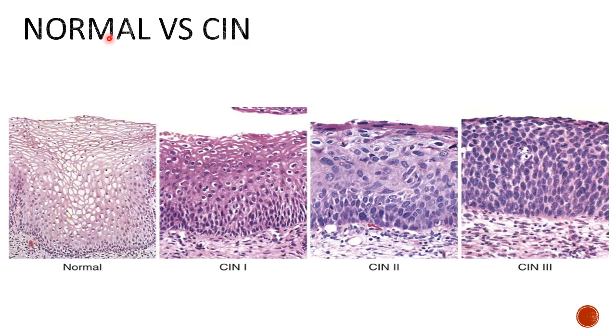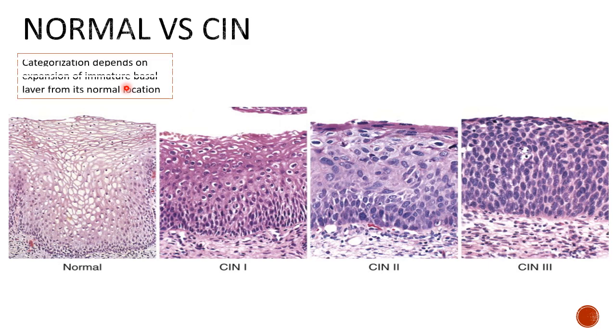In terms of morphology of CIN, so CIN 1, 2, and 3, again, low grade. These two are high grade. And compare that to normal. How do we decide it's actually CIN 1 or 2 or 3? It's actually based on the degree of dysplasia or the degree of expansion of immature basal layer from its normal location. So first we divide the epithelial thickness into 3, okay, lower 1/3, lower 2/3, and upper 1/3, and then we assess how much dysplasia is present and where the dysplasia is present.